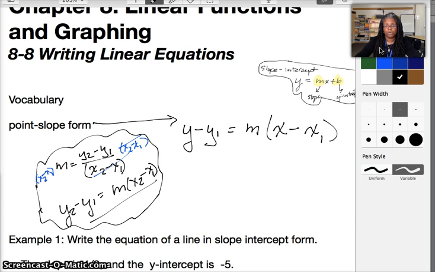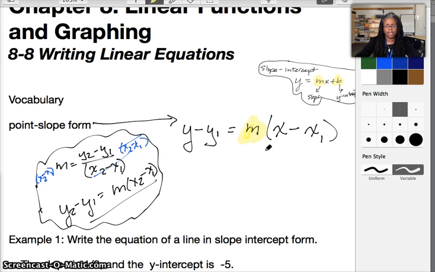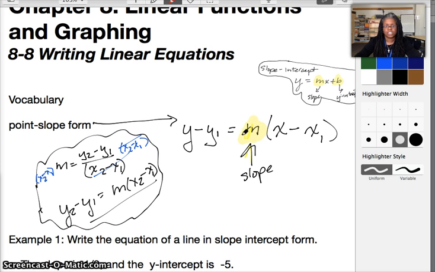The beauty of this equation is that we again are using the slope, but instead of using just the slope, we're going to use the slope and a point. And this x and y refers to a point. Okay, so with that, let's go on to our first example.